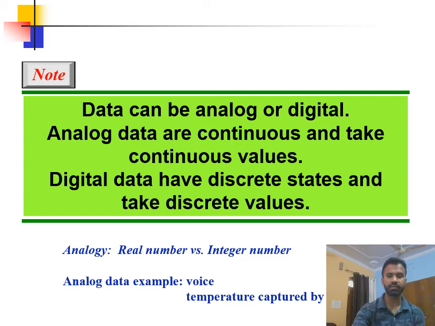Now, what is a real number and what is an integer number? Similarly, if I want to give you an example of analog data, you can take the human voice, or the temperature captured by different types of sensors. The type of signal which we generate as human beings through the voice is called an acoustic signal. There are a number of signals associated with our body, and the voice signal is specifically called the acoustic signal, and it is obviously continuous and analog in nature.